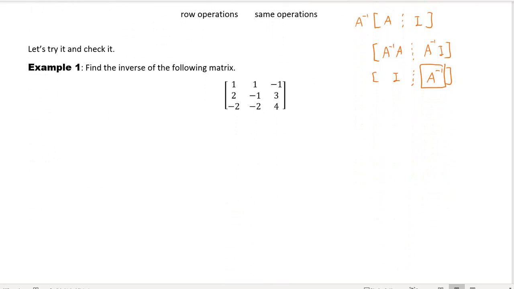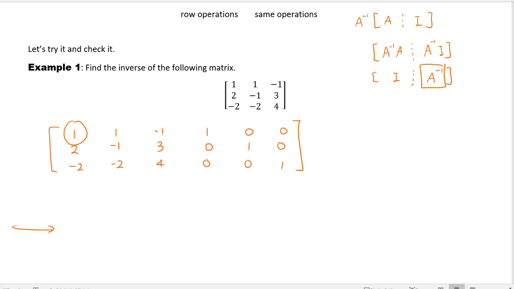Okay, so now let's look at this example. This is the matrix A. We want to find the inverse matrix. So what we do is we first write down A, adjoined with the identity matrix. Okay, and then we perform a sequence of elementary row operations.